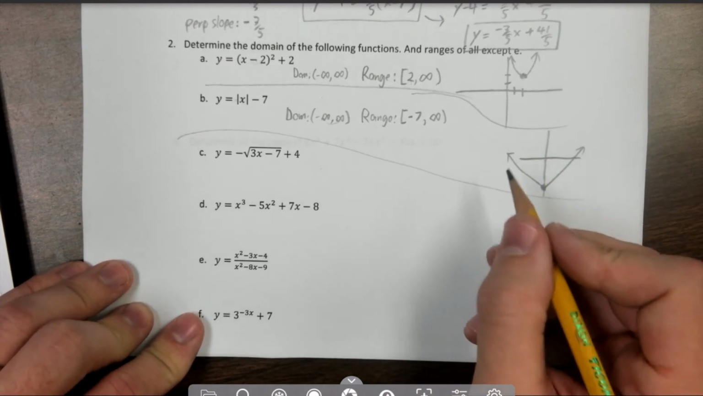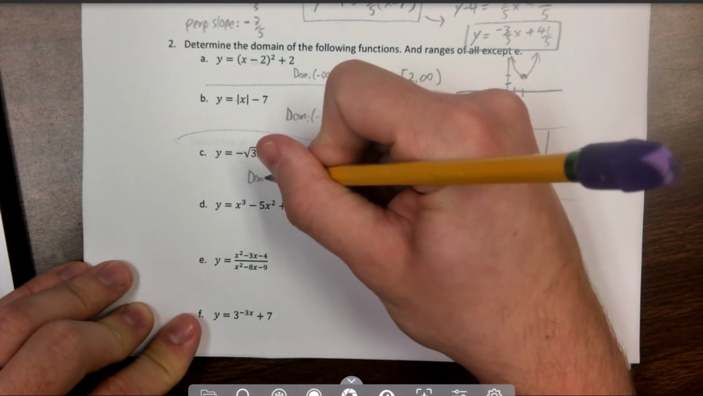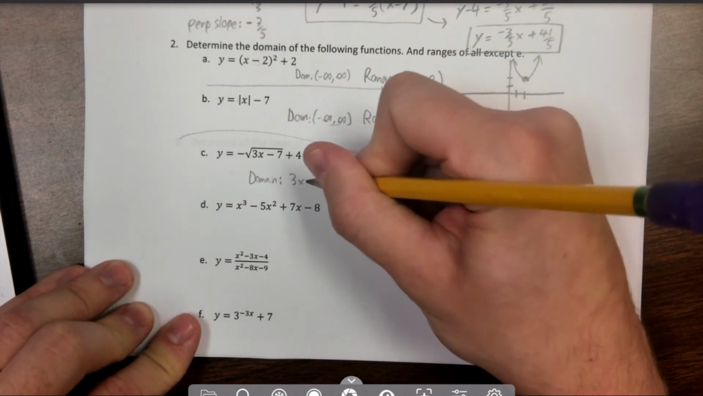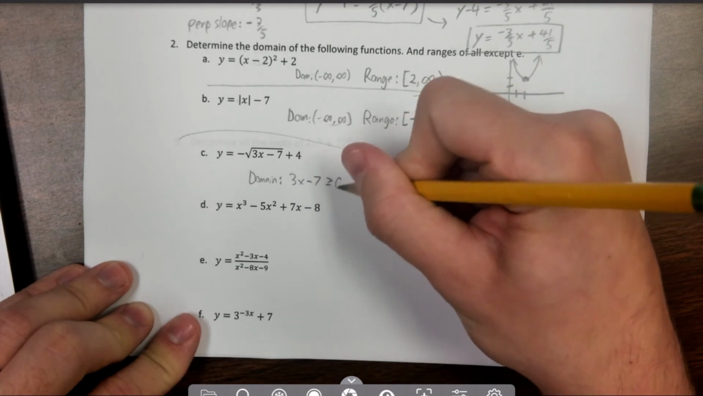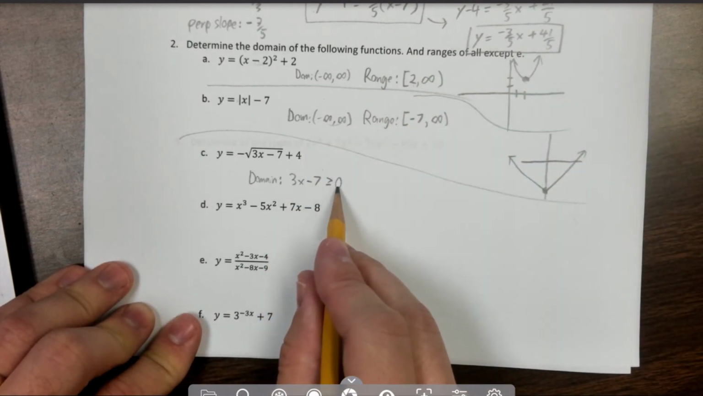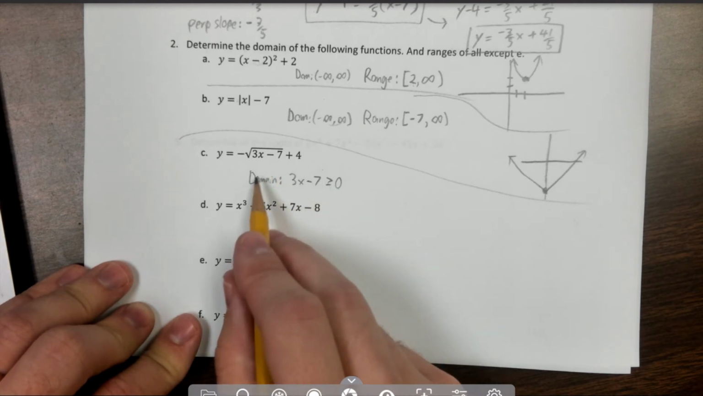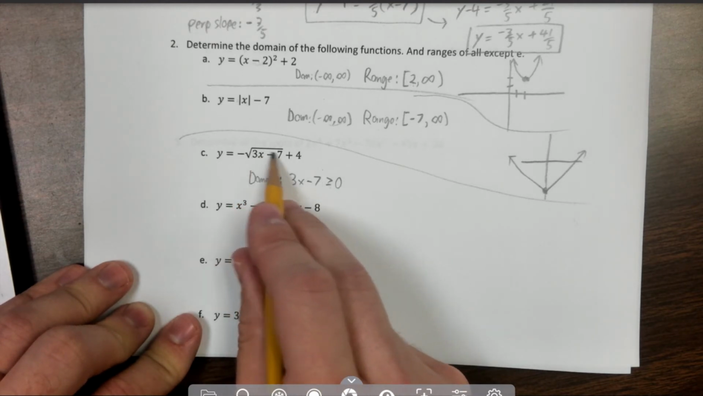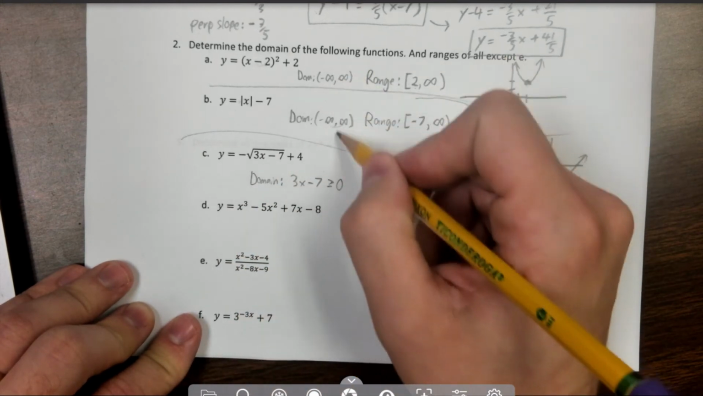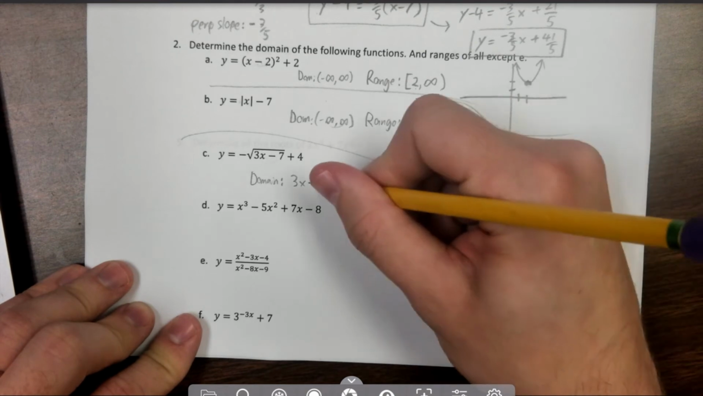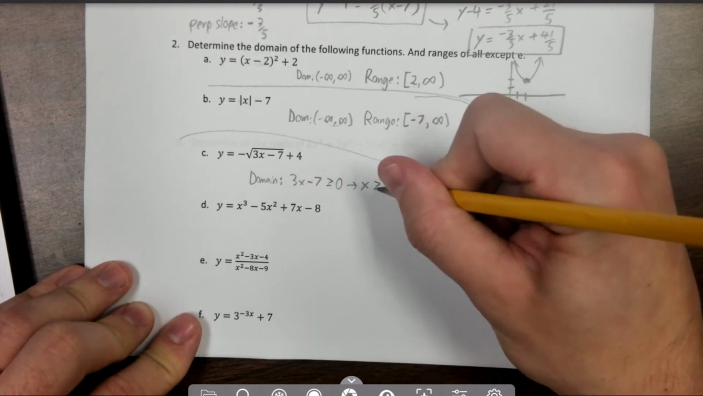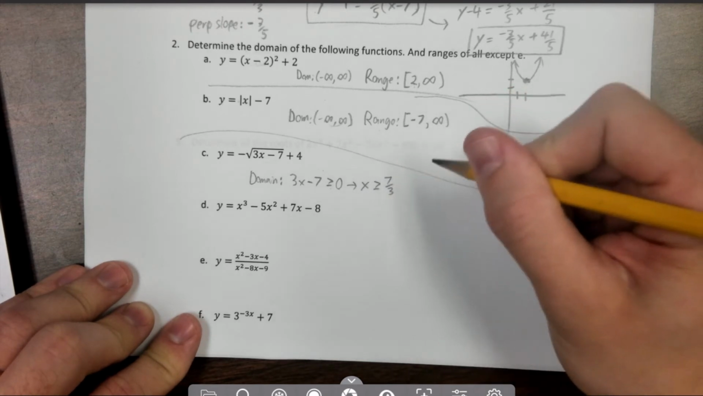So how do we figure out the domain? Well, the domain here, here's one way of writing it, is anywhere that 3x minus 7 is greater than or equal to 0. Right? Because if 3x minus 7 is greater than or equal to 0, that's another way of saying that my domain is whatever's inside my square root is 0 or positive. Well, how can we write this in a different way? Well, we can solve that by adding 7 and dividing by 3. So now my domain is anywhere that x is greater than or equal to 7/3.